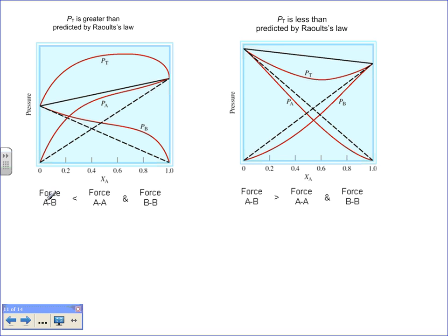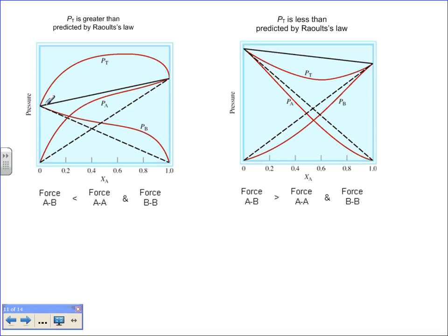If the force of attraction between A and B is less than the attraction of A to A, or the intermolecular forces of A, and the intermolecular forces of B. Okay, so if this is smaller, what's going to happen is when we combine A and B, the molecules are going to have a greater tendency to actually leave the solution. Because the forces of A to A and B to B are stronger, and the A to B are weaker, when they're combined, there is a likelihood that the molecules will escape the solution.